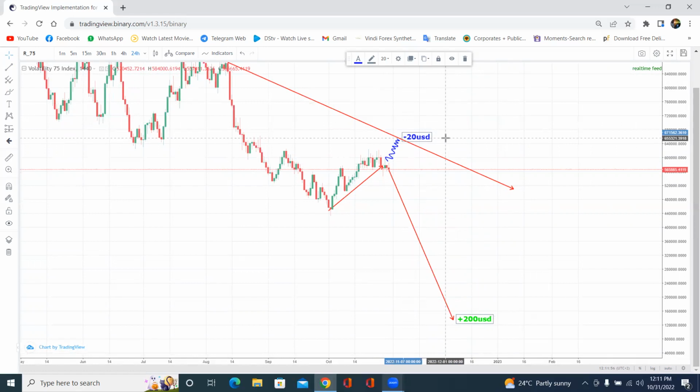And I want to show you how to do risk management according to the chart. Now I'm just talking about how the risk management works. From here to here, you just lose $20 in order to make $200. You understand? So you don't have to do what?